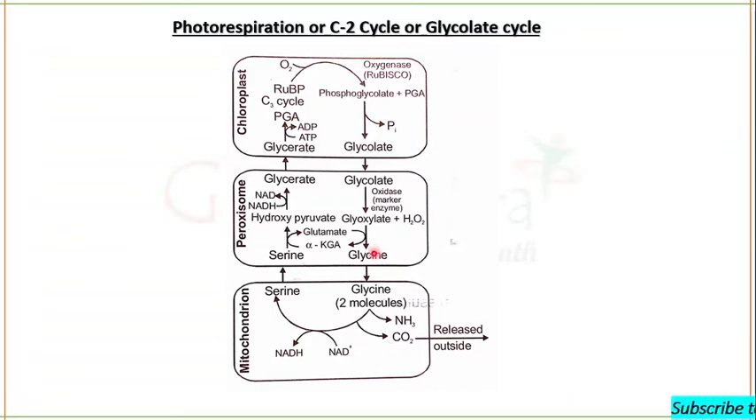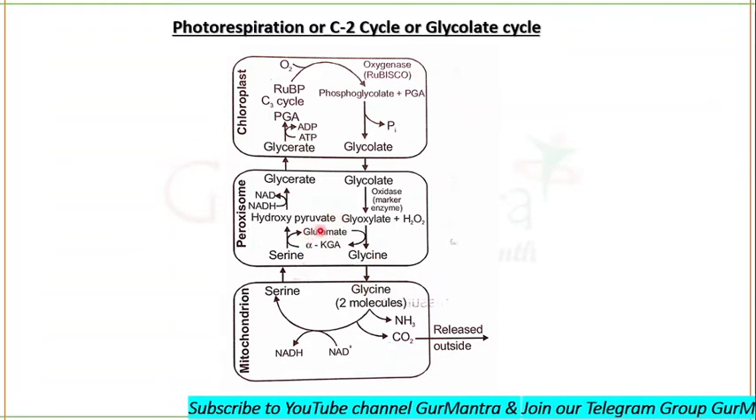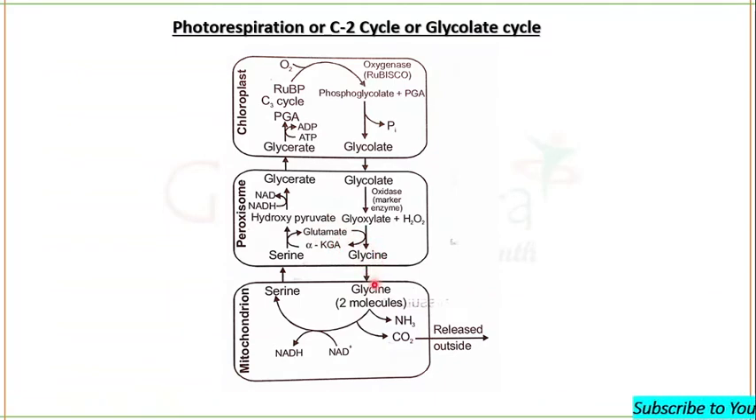Glycine will then move to mitochondrion. There will be 2 glycine molecules rather than 1. Okay, you can see transamination reaction here, but let's talk about it later. Okay, glycine moved to mitochondrion.